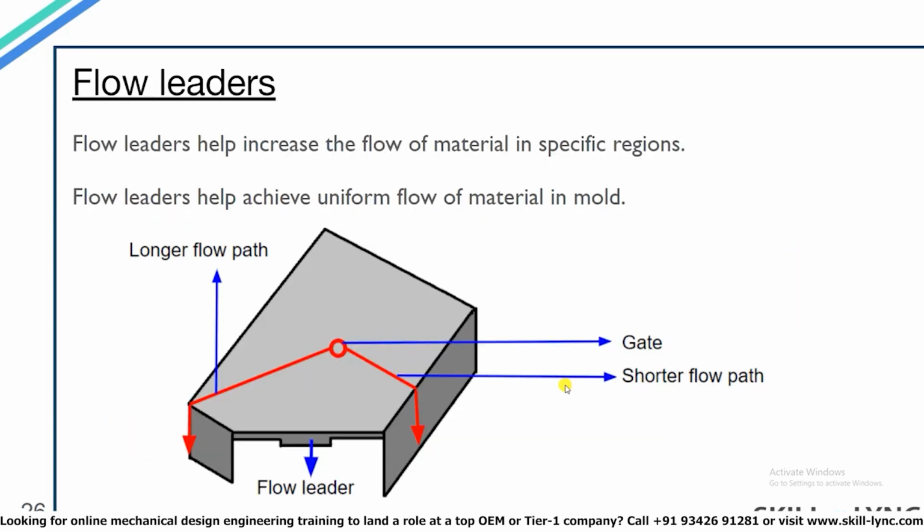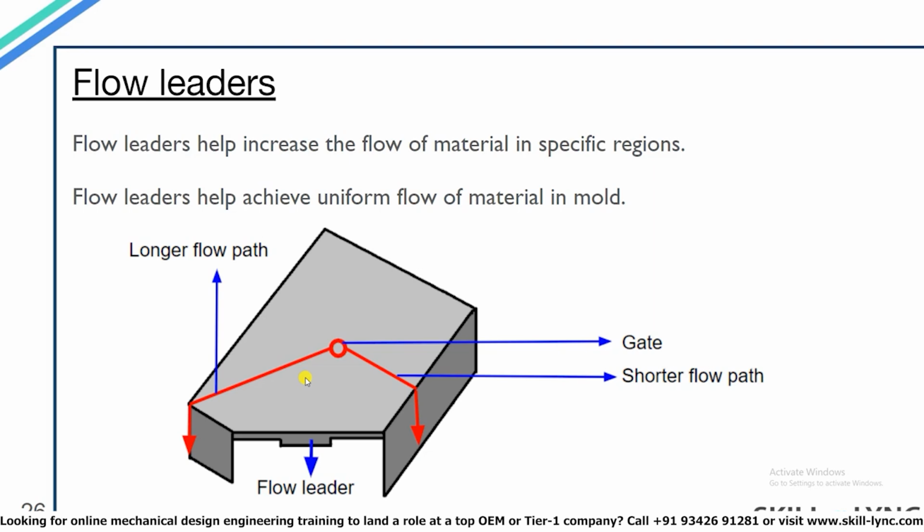In the diagram shown, if we provide the gate location at the center over here, you can see that some regions of the mold will fill earlier compared to other regions. The walls nearest to the gate point will be filled first, and the walls farthest from the gate point will fill last. But what if we want a uniform flow over the part? To achieve that, we can make use of flow leaders. Flow leaders are the specific regions in a part that are purposely made thicker to promote the flow of the material.